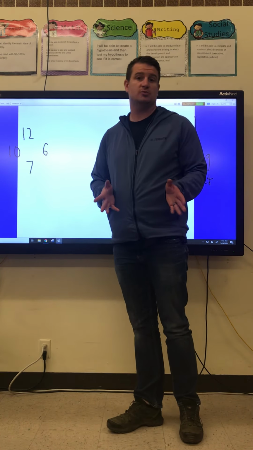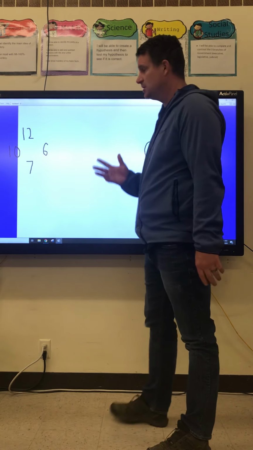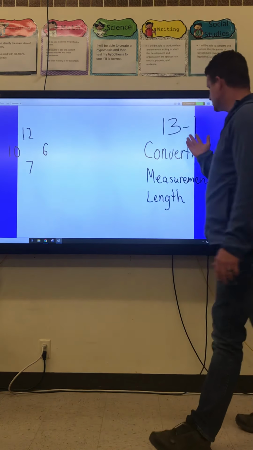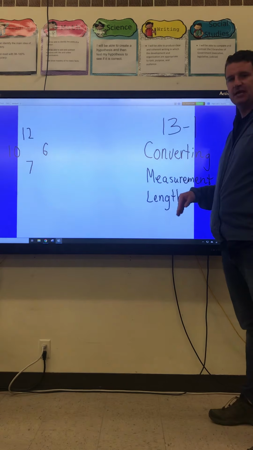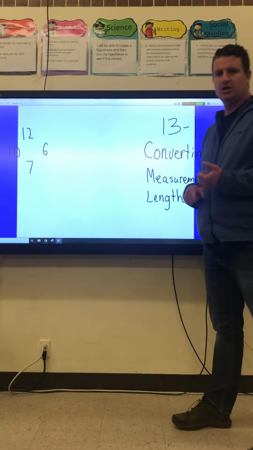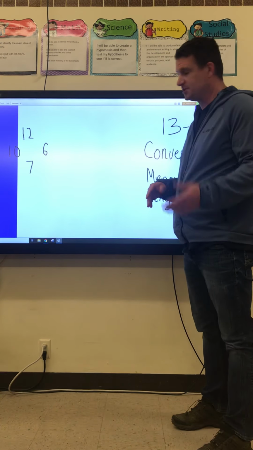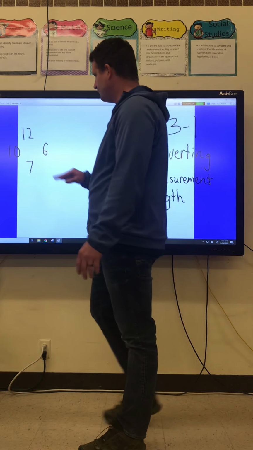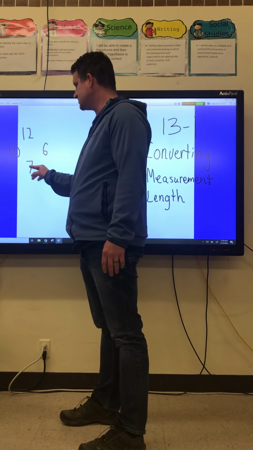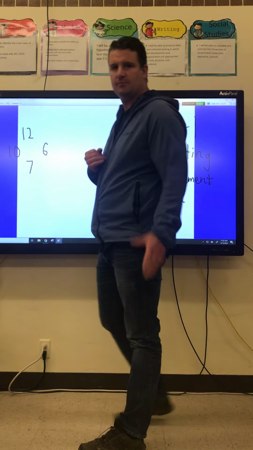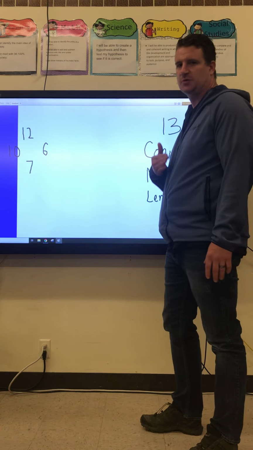We're going to be using measurements and conversions of measurements. So today it's 13-1, converting measurements, and that's length, that's US standard, so inches, feet, yards. So our 24, if you can see it here, is 12, 6, 7, and 10. See if you can come up with some interesting solutions for that 24 today.